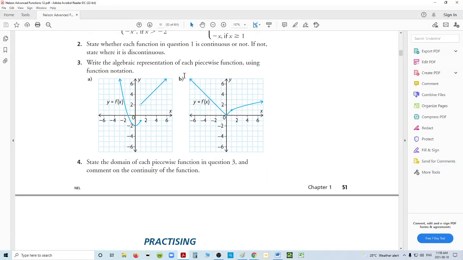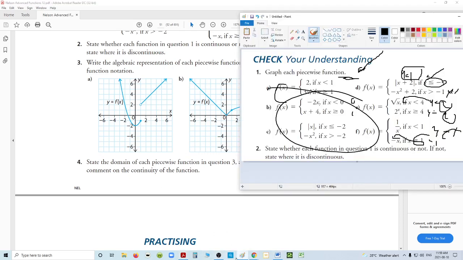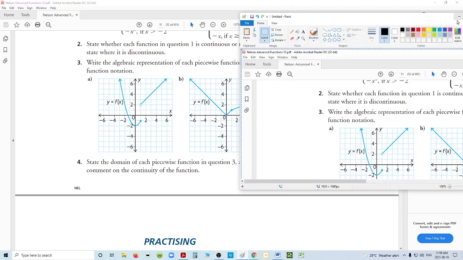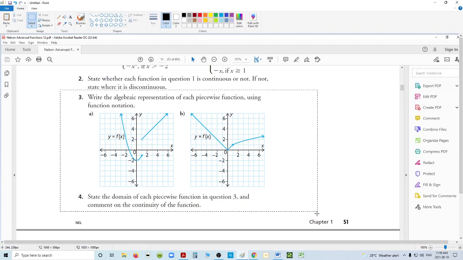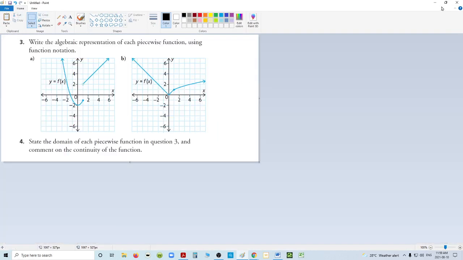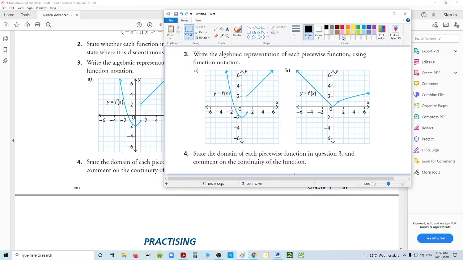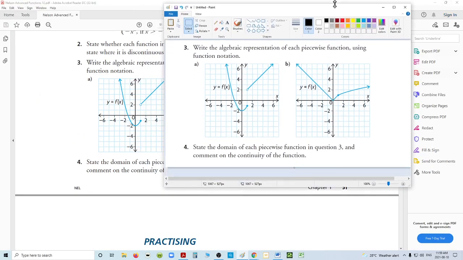Write the algebraic representation of each of these, state the domain of each piecewise function in question 3, and comment on the continuity. Okay. Let's do that. I'm just going to enlarge this first and just isolate this question. And it's just 3 and 4. Okay. Let's look at what these could be in terms of, and I should actually stretch the whole thing down.